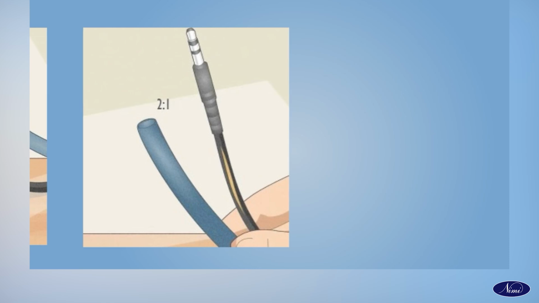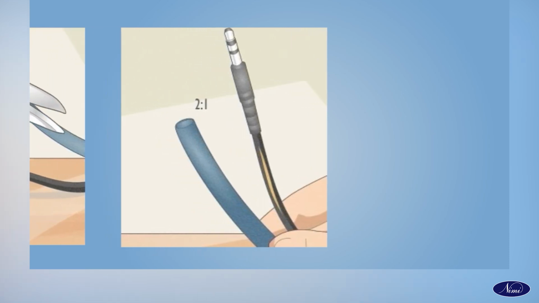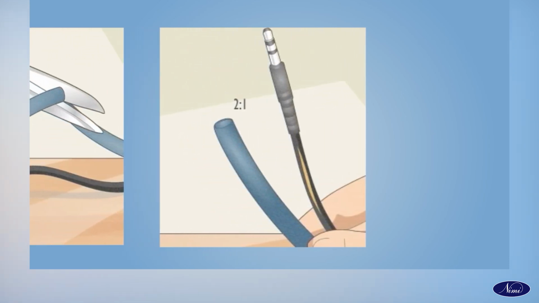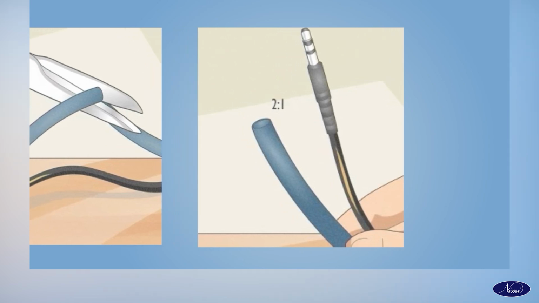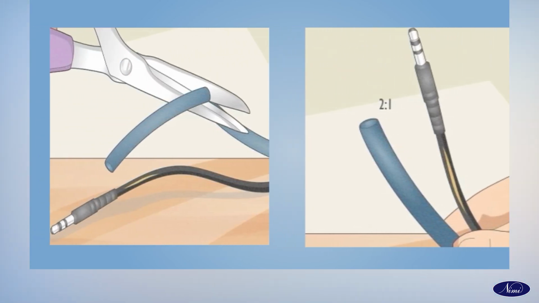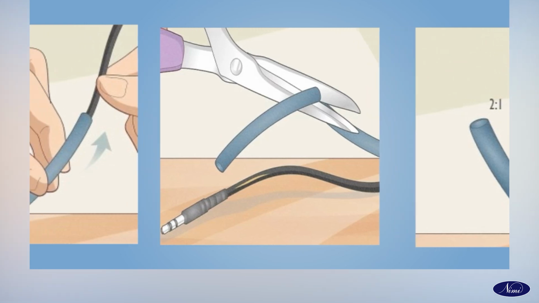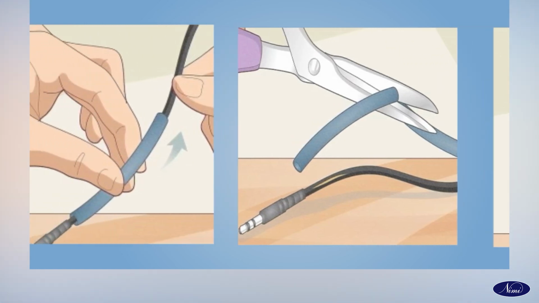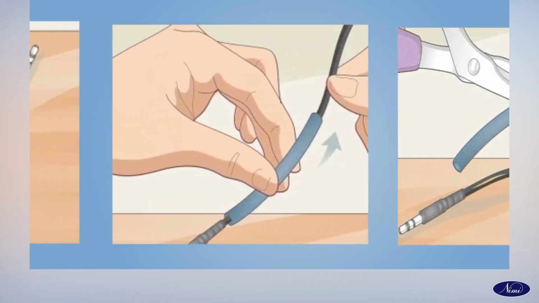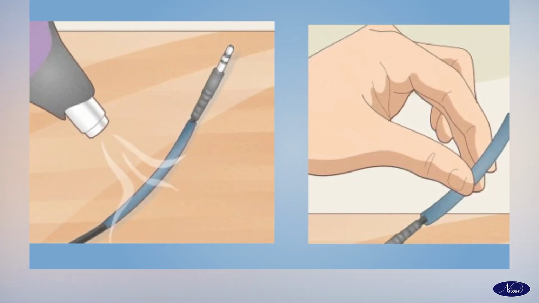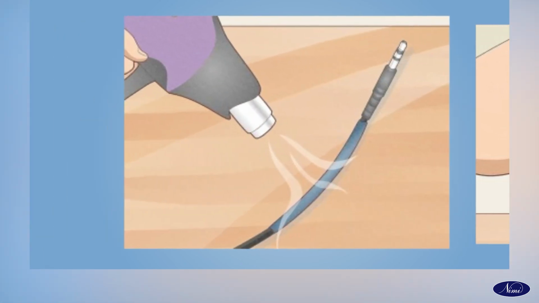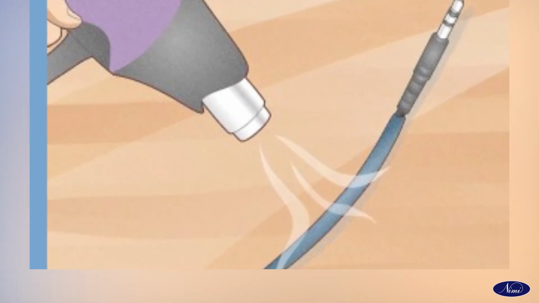Select heat shrink tubing with a 2:1 ratio and a diameter twice that of your cable. Cut the heat shrink tubing to at least twice as long as the damaged area. Slide the heat shrink tubing over the damaged area. Use a heat gun or hairdryer to heat the tubing until it shrinks.